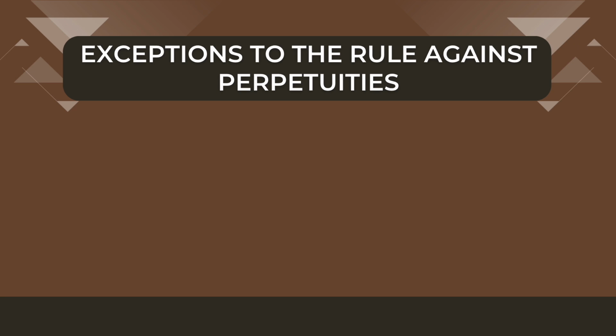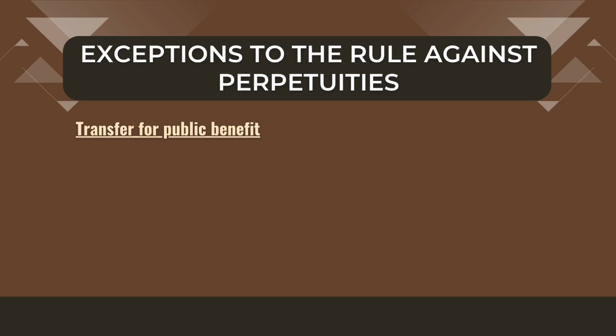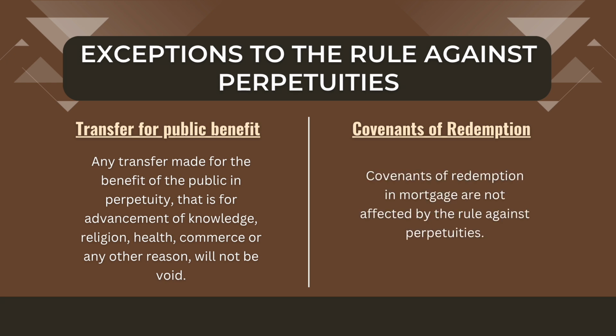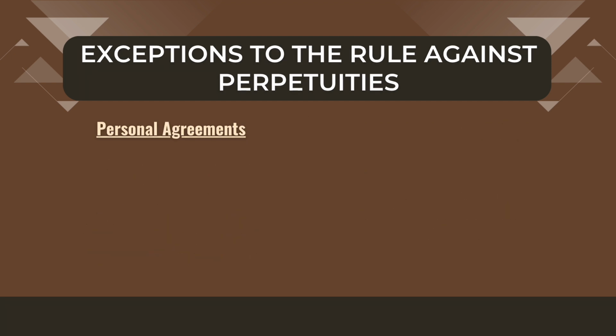Exception to the rule against perpetuity. The rule against perpetuities is not applicable in the following cases. Transfer for public benefit. Any transfer made for the benefit of the public in perpetuity, that is for advancement of knowledge, religion, health, commerce or any other reason, will not be void. Covenant of redemption. Covenants of redemption in mortgage are not affected by the rule against perpetuity.